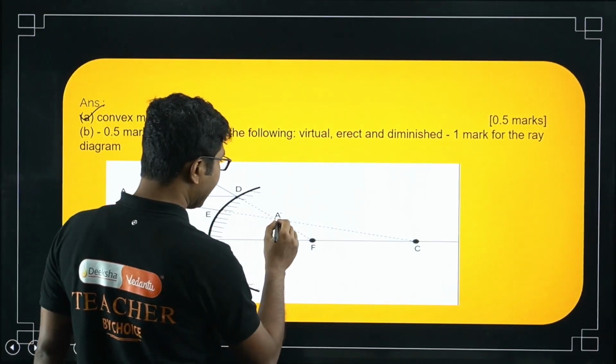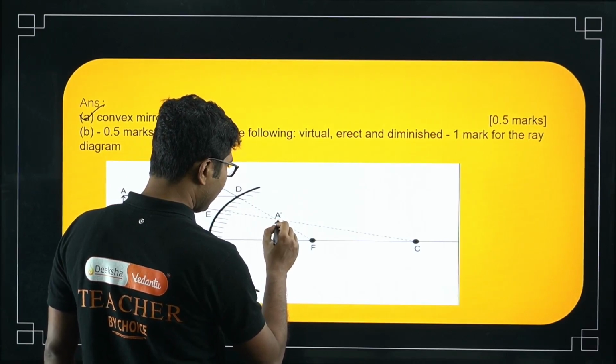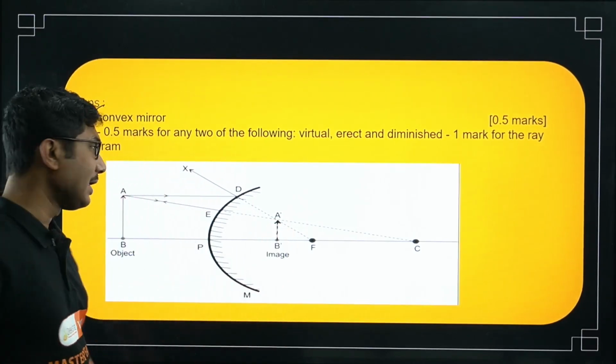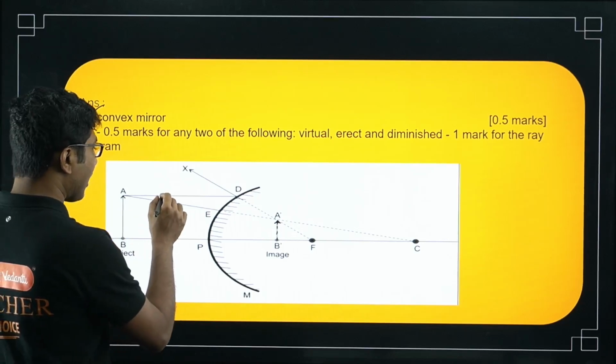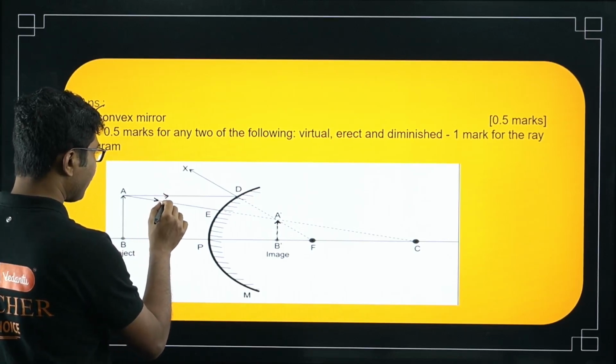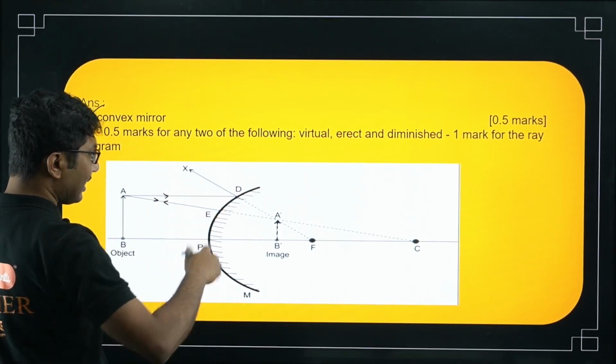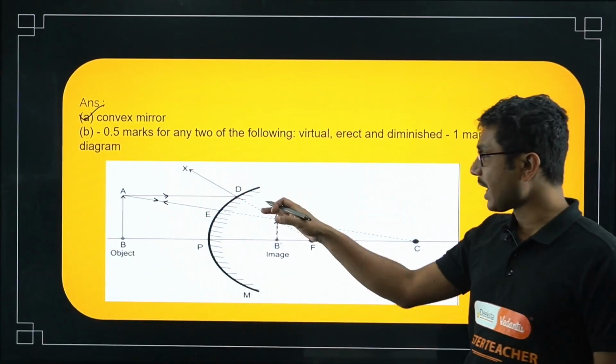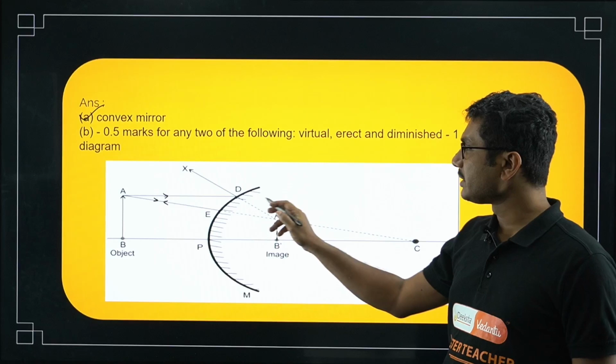Whenever you are drawing any ray diagram, you need to be careful about a few things. If it is virtual, it is better to draw it using a dotted line, and you have to show the arrows. You have to show the arrows only on the left hand side. The right hand side is basically behind the mirror, so you don't need to show any arrows in here.